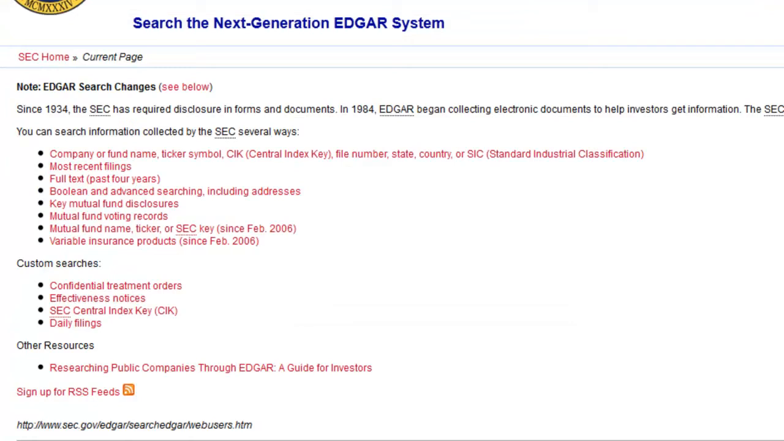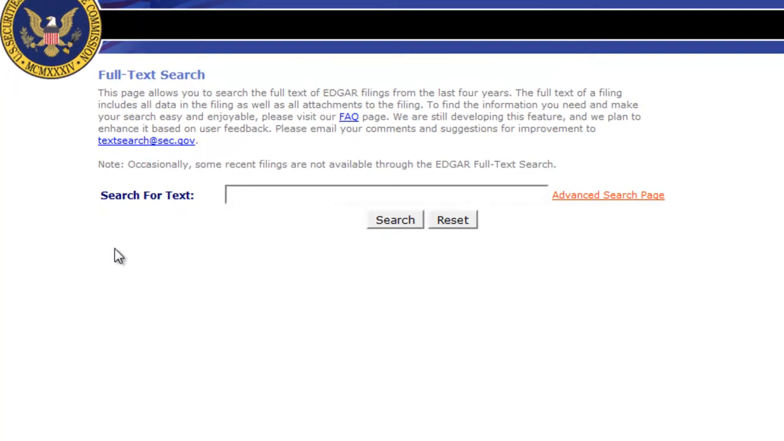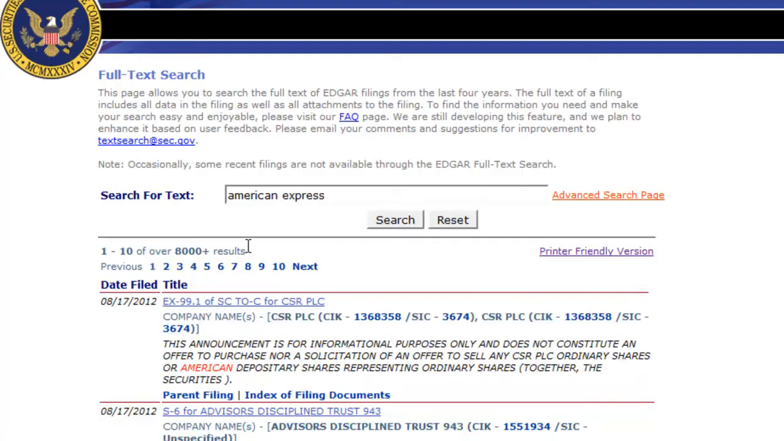Another way that you can search for the SEC documents is through the full text search. So let's go ahead and click on it. This feature allows you to enter a keyword or phrase, and Edgar searches all the SEC filings from the last 4 years and generates matching results. So you can think of it as a Google search for Edgar documents. So let's give it a try. Let's type in American Express and click search.